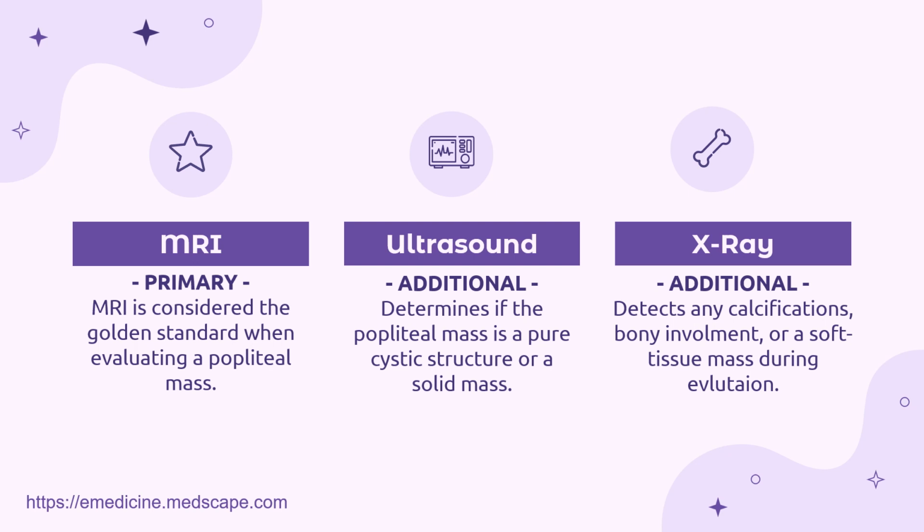As for the additional modalities, ultrasound is able to determine if a popliteal mass is a pure cystic structure or a solid mass. It will typically appear as a well-defined fluid-filled sac located behind the knee joint. It often looks like a round or oval-shaped structure with clear boundaries. Ultrasound, like MRI, can show any associated inflammation or thickening of the tissue surrounding the cyst.